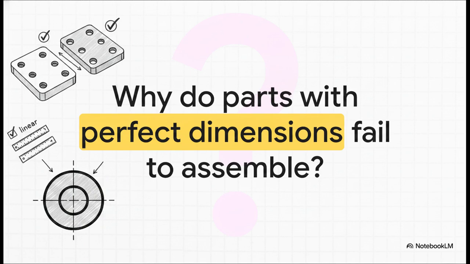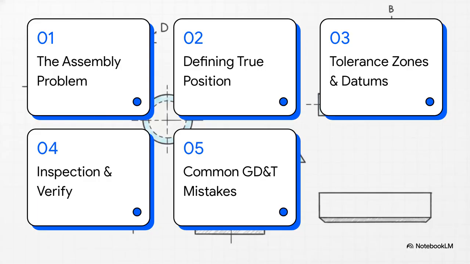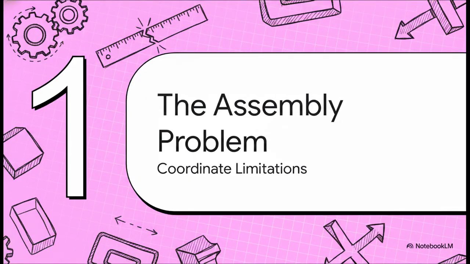So why do parts with perfect linear dimensions fail to assemble? Well, here is our roadmap for figuring that out today. 1. The assembly problem. 2. Defining true position. 3. Tolerance zones and datums. 4. Inspection and verification. And 5. Common GD&T mistakes. We're going to break down exactly how position tolerancing solves these functional assembly failures using the latest ASME Y14.5-2018 standard. Let's start with Section 1, the assembly problem, and the major limitations of coordinate tolerancing.